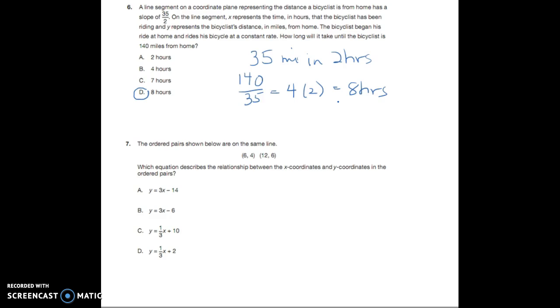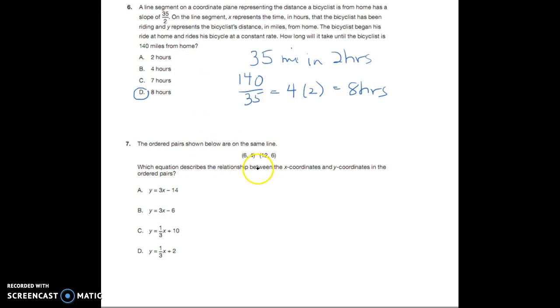Please be careful. Alright, number 7 says the ordered pairs shown below are on the same line. So we have 6, 4 and 12, 6. So these are on the same line. If I graphed them, that might be a strategy to use here. Which equation describes the relationship between the x-coordinates and the y-coordinates in the ordered pairs? In other words, if you haven't guessed, they want you to write the equation of the line in slope-intercept form. Okay? So if I have 2 points, the first thing I want to do is calculate my slope. So I'm going to start with that.